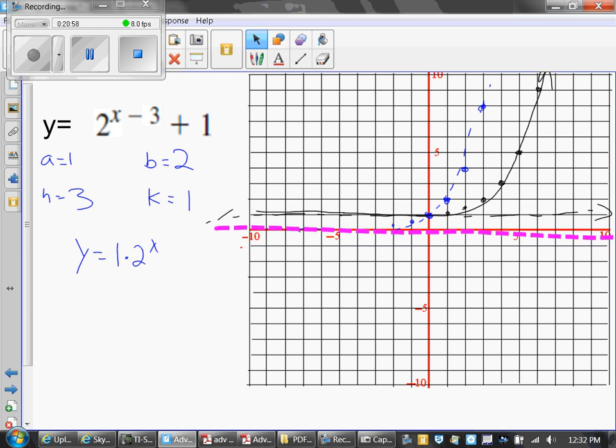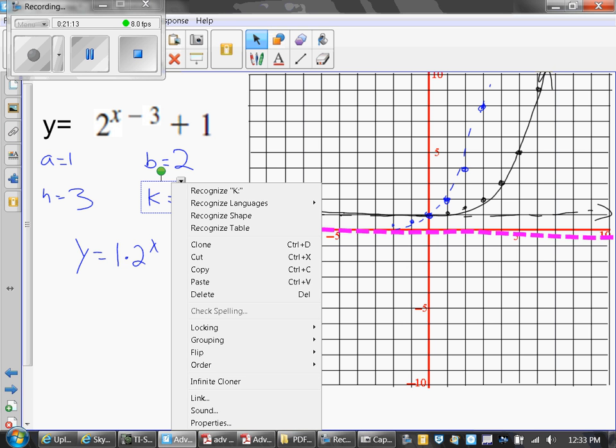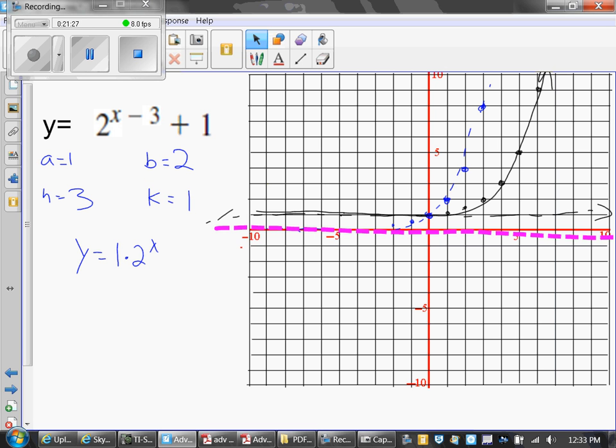Yes, sir. How do you know the asymptote? Asymptotes for the parent or for the shift? The parent function is always at 0. The shifted function is always the value of k. Not a, it's just at k. Oh, so the asymptote is just k? Yeah. Y equals k is always your asymptote. Always, always, always.